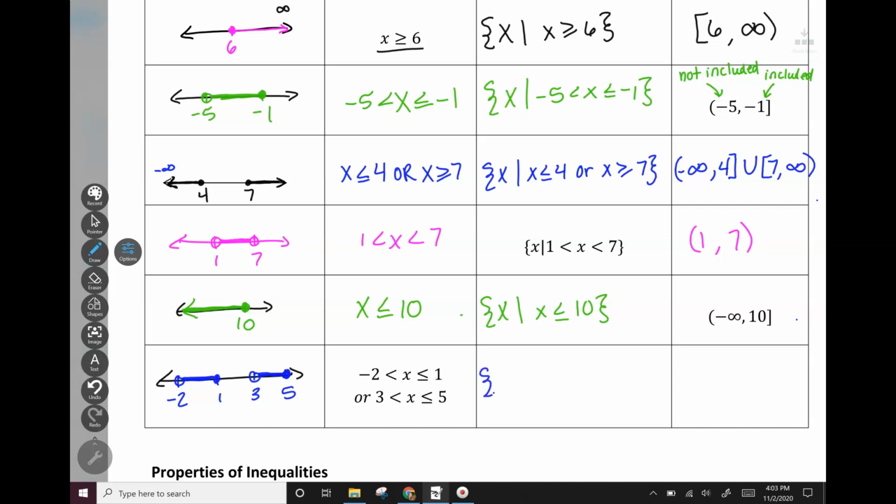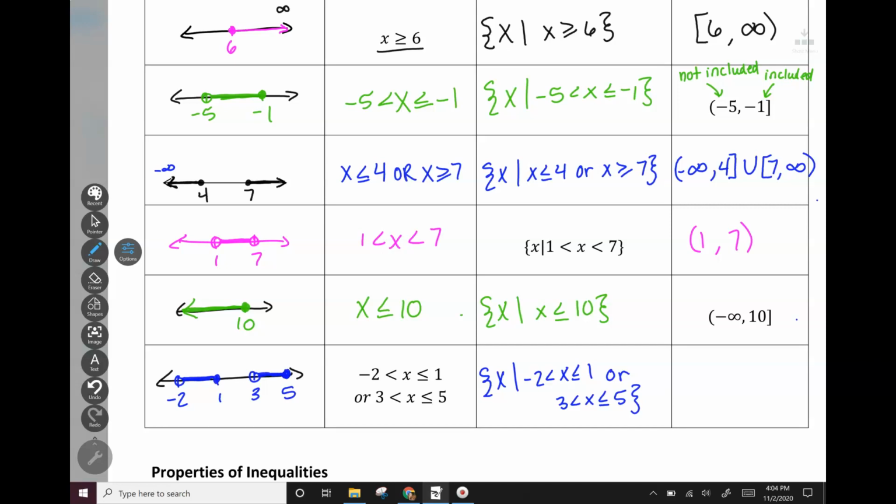Okay, so in set builder, the set of all x such that -2 is less than x is less than or equal to 1, or 3 is less than x is less than or equal to 5.